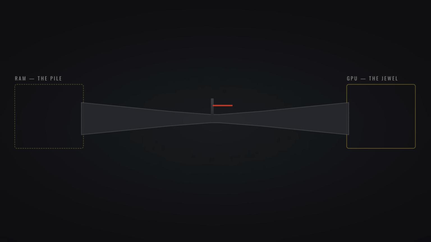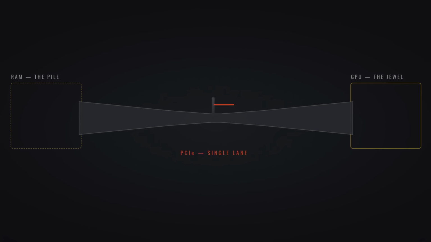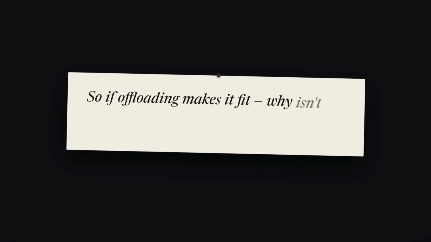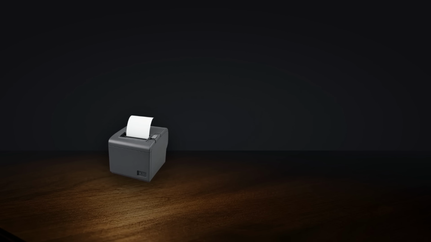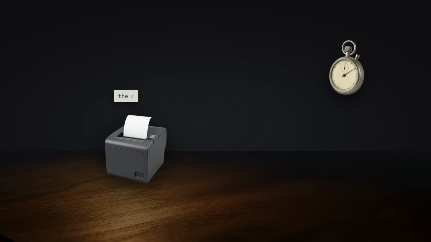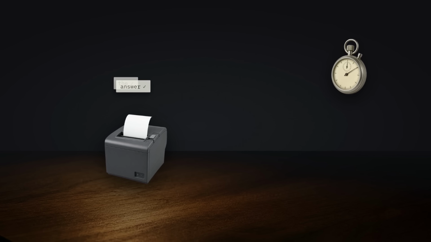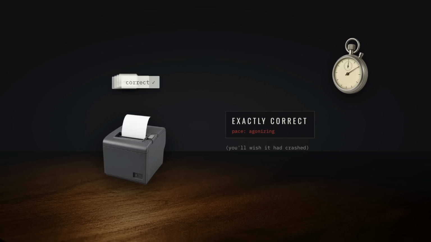The catch with parking most of a model in ordinary system RAM is that the physical wiring connecting your motherboard to your graphics card is a miserable, narrow bottleneck, and every single token generated has to pay that toll. So if offloading makes it fit, why isn't everyone doing this for everything? The answer is that pushing this much traffic across consumer hardware introduces a completely different failure mode, where your machine prints out the exactly correct answer at a pace so agonizingly slow, you'll wish it had crashed.